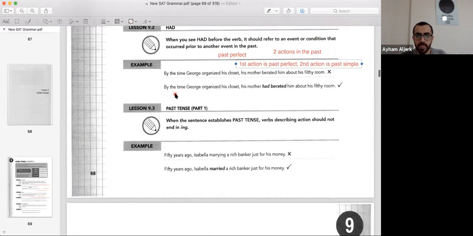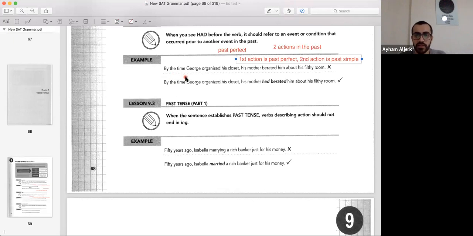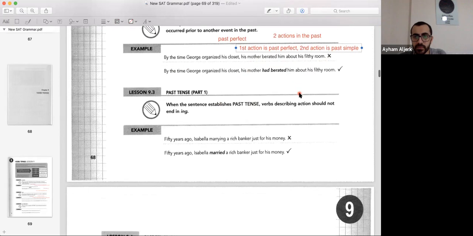Let's take a look. By the time George organized his closet, his mother berated him about his filthy room. It should be, by the time George organized his closet, his mother had berated him about his filthy room. So here we have two actions in the past. The first one is had berated him. It means like she rebuked him. She said, your room is very dirty, and that's why he organized it. So remember that after had, we need the past participle form of the verb, verb 3.